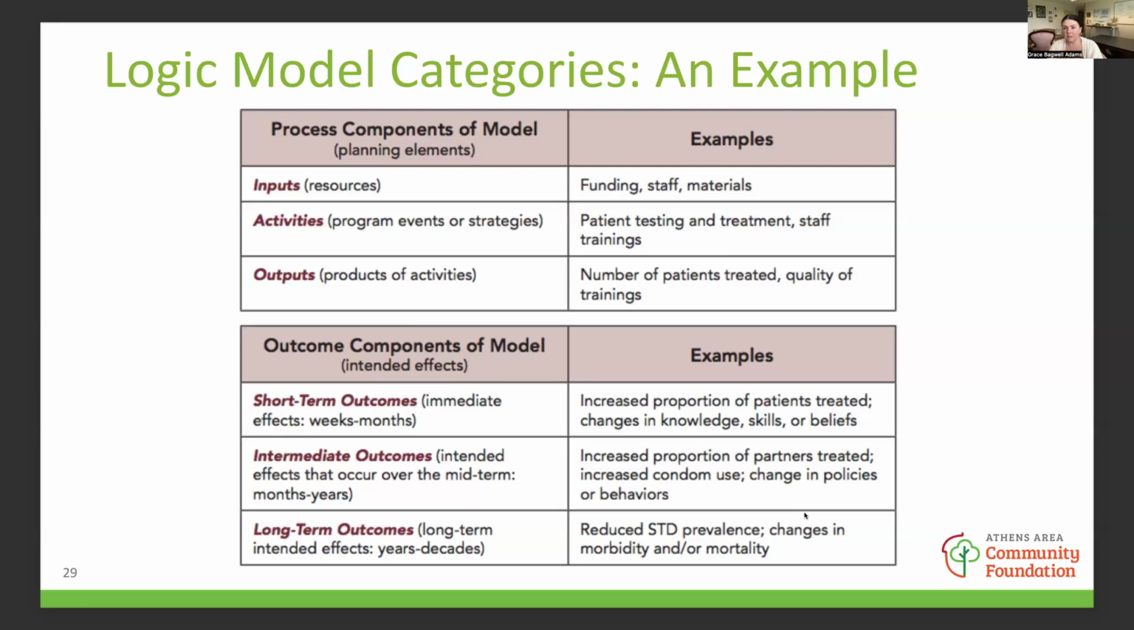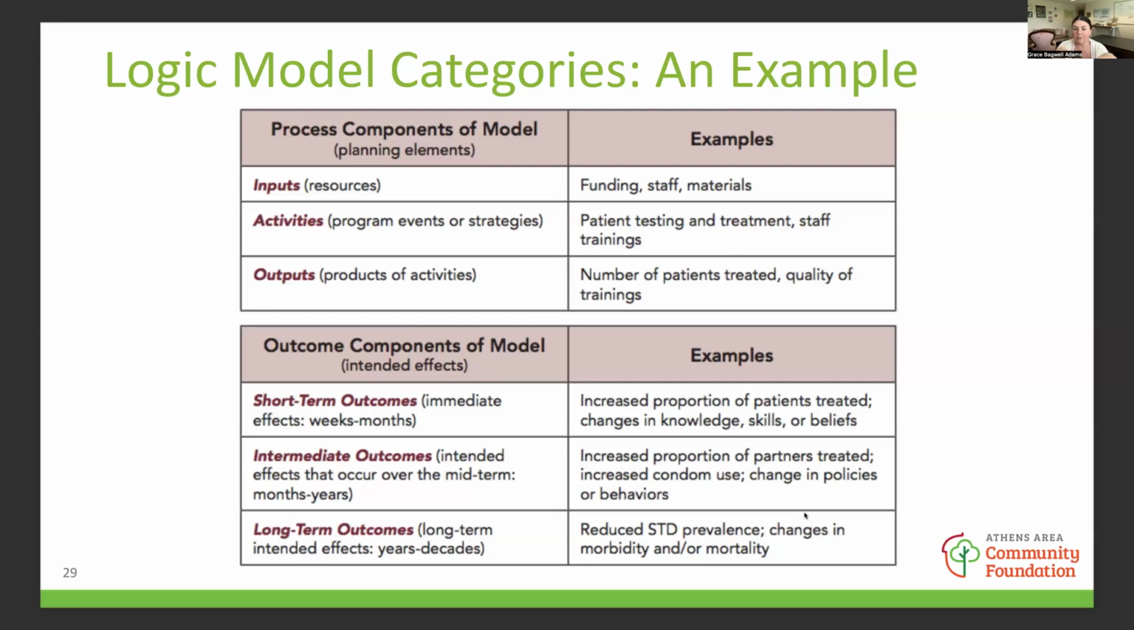Just as an example, though, inputs: funding, staff, and materials. Activities, that could be patient testing and treatment or staff trainings. Those are activities. Outputs: the number of patients treated, the quality of the trainings delivered. Again, differentiating outputs from outcomes.